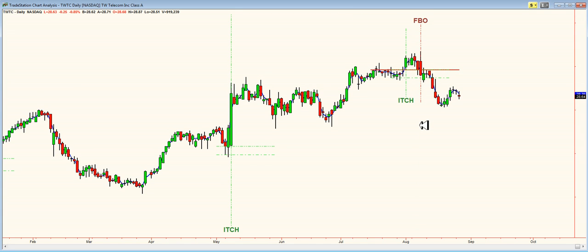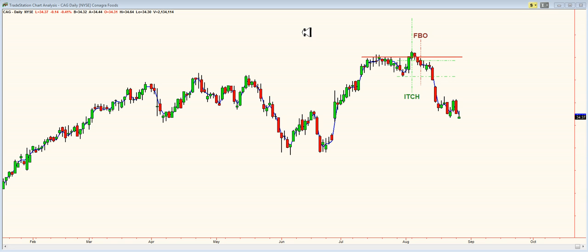Here's a recent one on TWTC. August 2013. Had a breakout that failed and then reversed. How about CAG, ConAgra Foods, again August 2013. Had an up move here, broke out with an itch, failed, and the biggest move was in the reversal. Again, trading the fast moves from false moves.